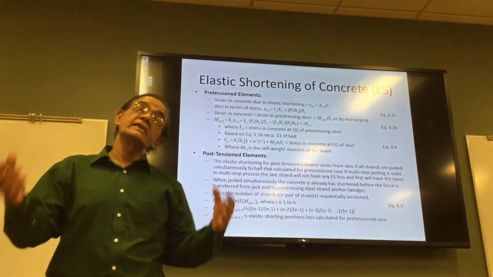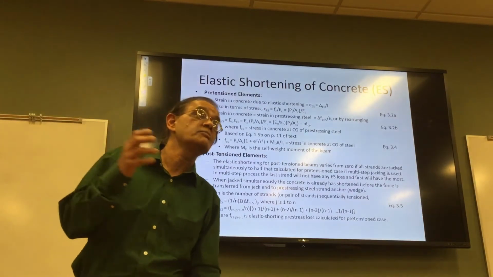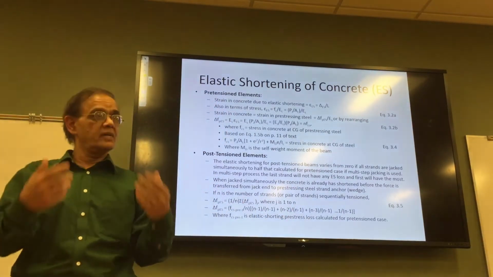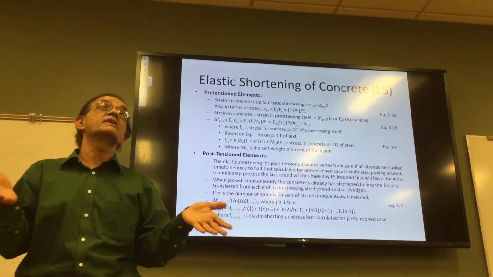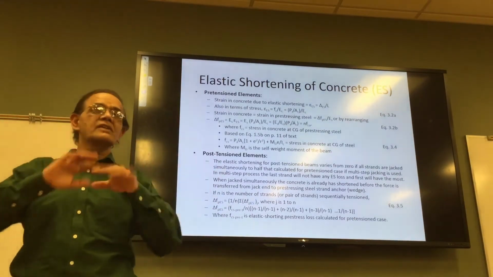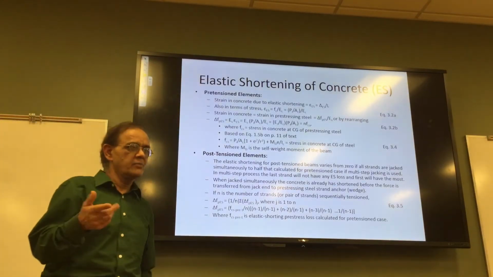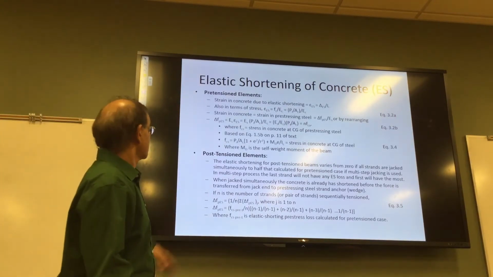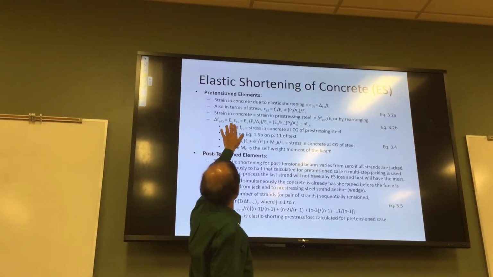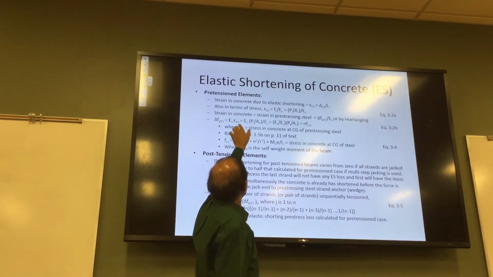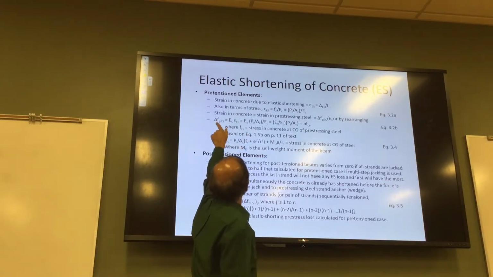The strain in the concrete depends on how much pressure you apply on the concrete, which is the force you apply divided by the cross-sectional area if it is concentric. If it is not concentric, then it gets more complicated, right? But the simple example is concentric. So this Es times the strain εs, the elastic shortening of concrete, gives you this loss.